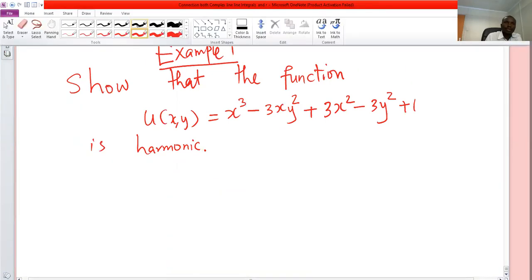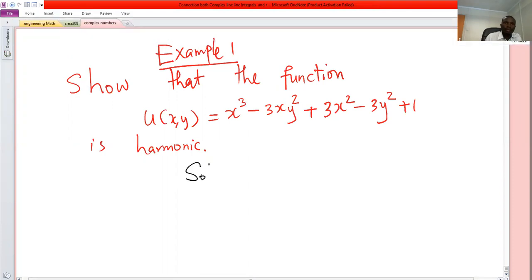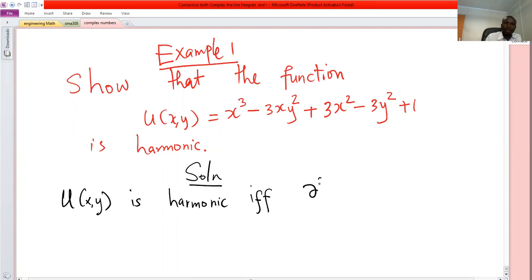So to show this, because this is a function of two variables, then it means that u of x y is harmonic if and only if partial squared u partial x squared plus partial squared u partial y squared equals 0. Simply, if the function u satisfies Laplace equation in 2D, because we have two variables.